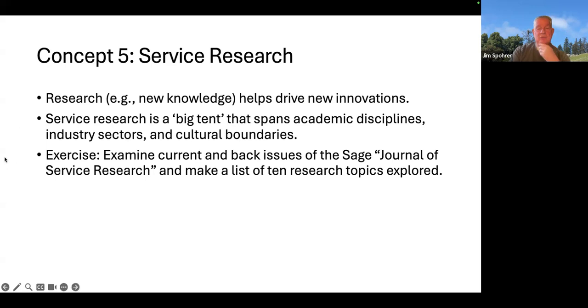So for service research, the exercises examine current and back issues of the SAGE Journal of Service Research and make a list of 10 research topics explored. So for example, I can see, gosh, I could have put the URL to help people go out there, and that would be in the self-directed learning mode. It would be easier if the URL was there and learners could click on it.